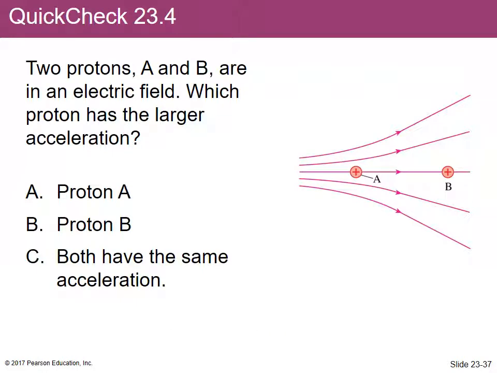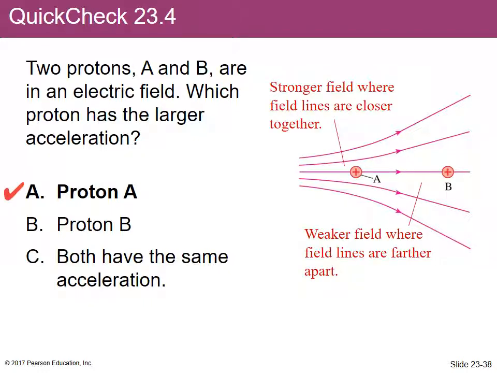Two protons, A and B, are in an electric field. Which proton has the larger acceleration? The answer is A. The closer field lines show where the electric field and the electric force is stronger.